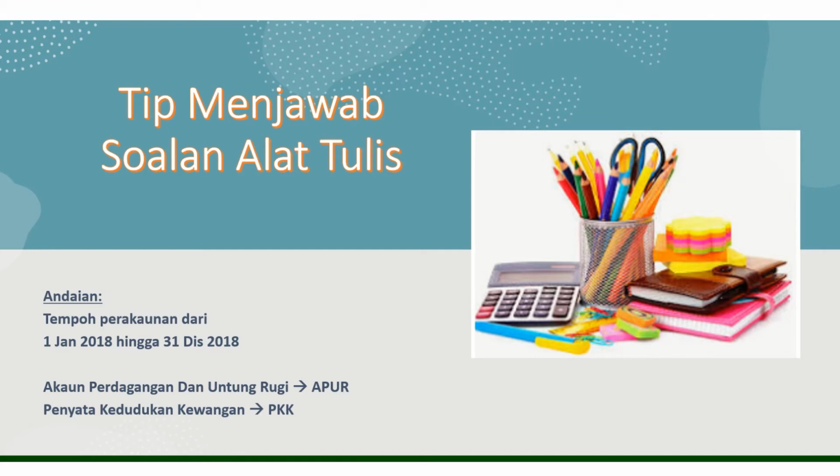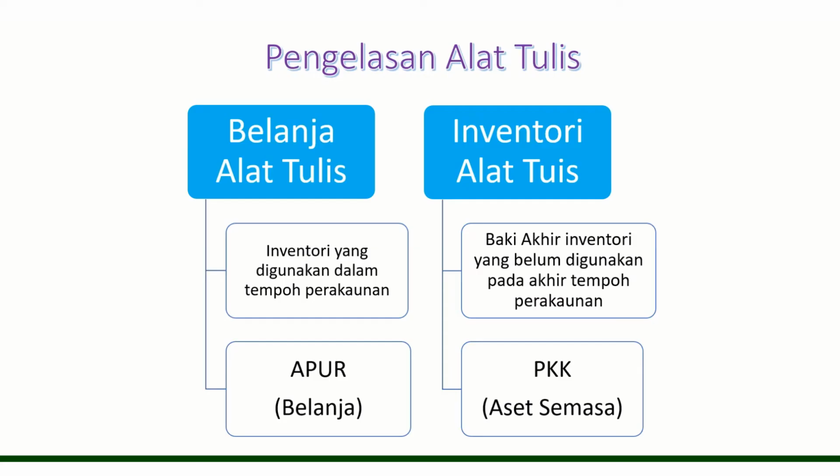Okay, so before that, let us make some assumptions, andaian. So the tempoh perakaunan adalah dari 1 Januari 2018 until 31st December 2018. So this is going to be the tempoh perakaunan that we're going to refer to when we're doing the questions in this package. And for the sake of this discussion, I am going to call akaun perdagangan dan untung rugi as APUR and penyata kedudukan kewangan as PKK. Okay, now let's go to the next slide.